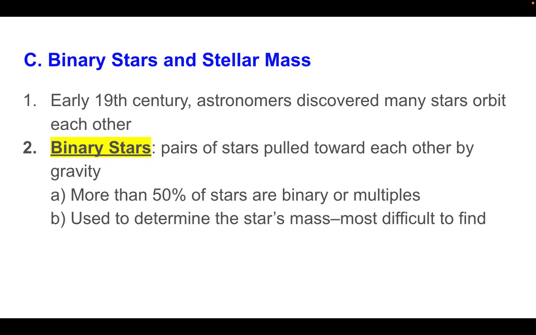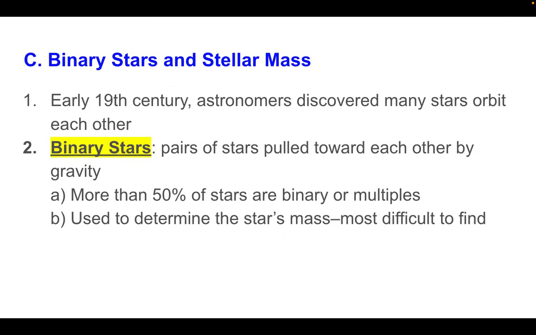And more than 50% of the stars are either binary or even multiple, which means more than two. And so when these stars are going around each other, they will eclipse each other, like one will go in front of the other. And we can use that information, okay, with Doppler shifts, with speed, the rate of it eclipsing the other star to determine its mass. There's math involved, okay?